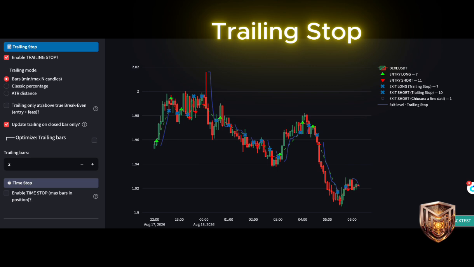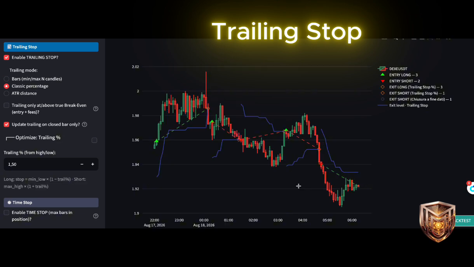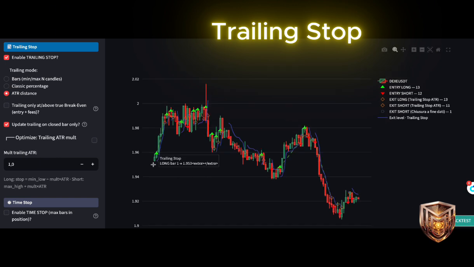Unlike break-even, which fires once, trailing keeps moving in your favor for as long as the trade's open. 3 modes. Bars follows the low/high of the last n bars in position. Percent, fixed distance from the best favorable point. ATR, adapts to volatility.